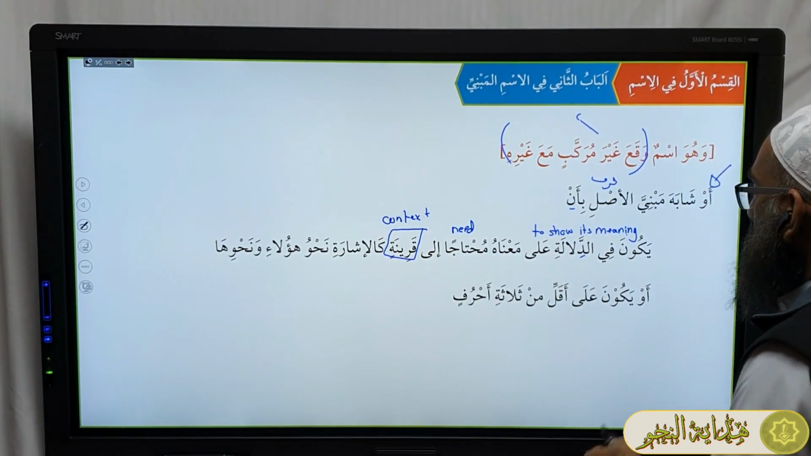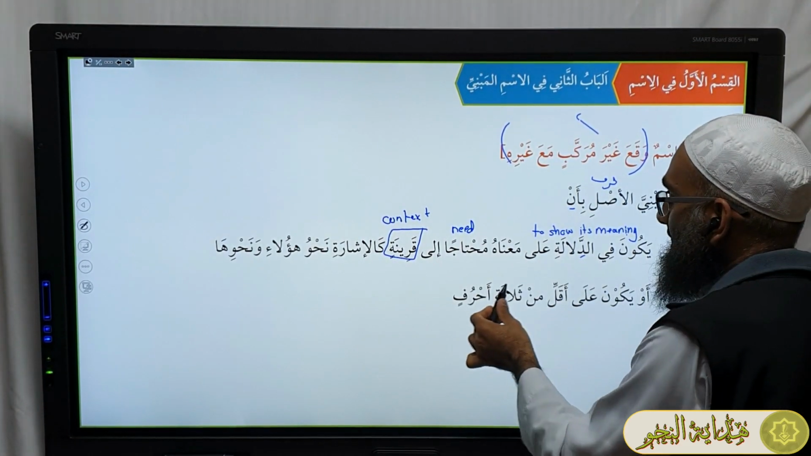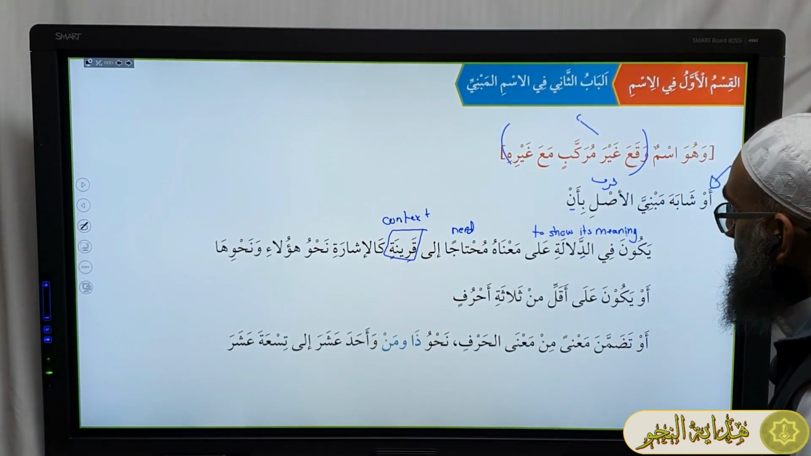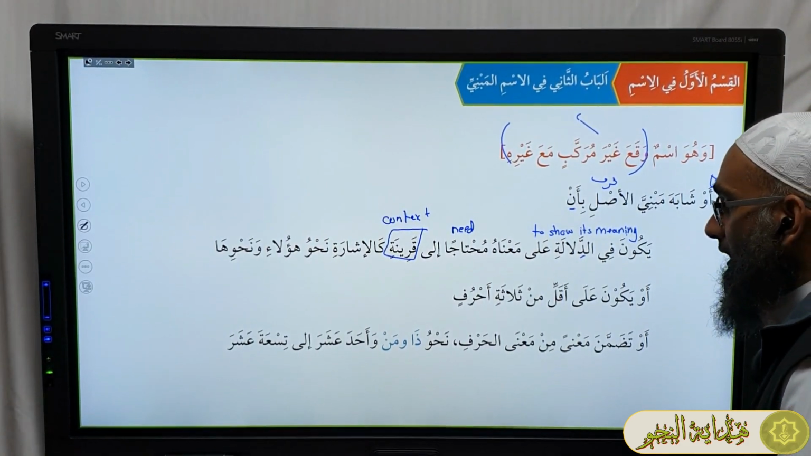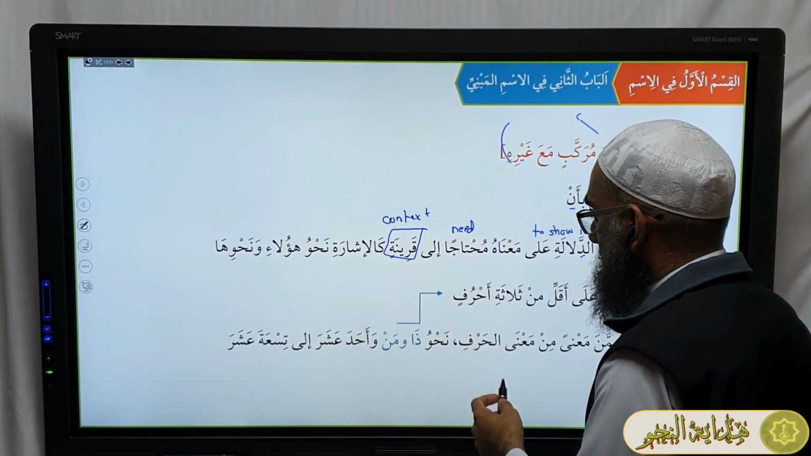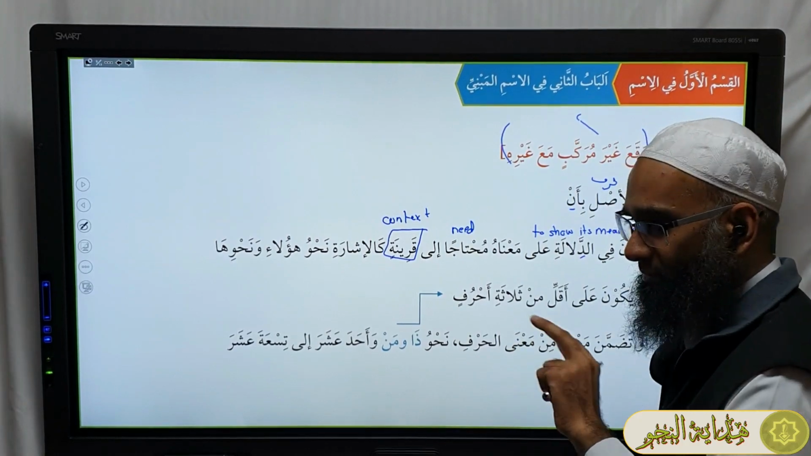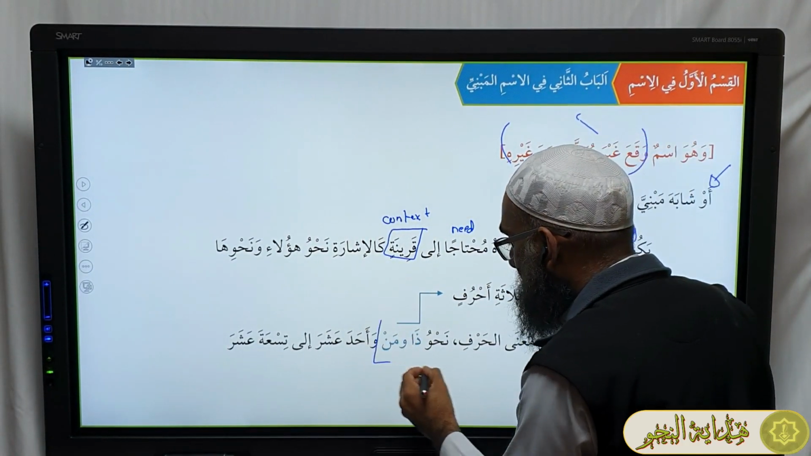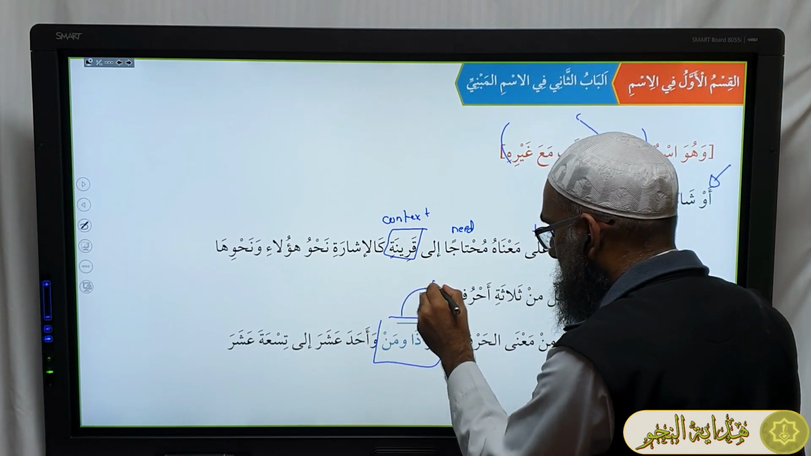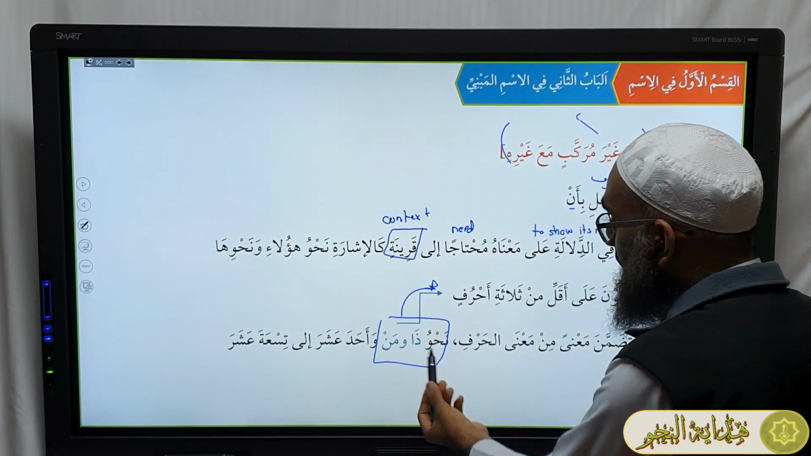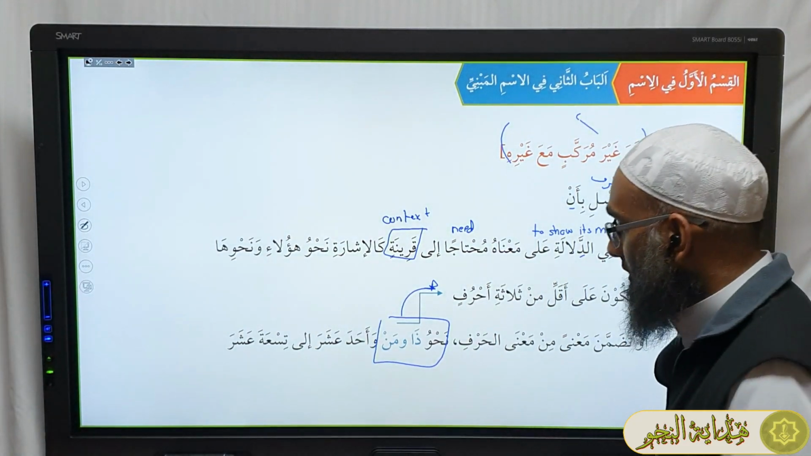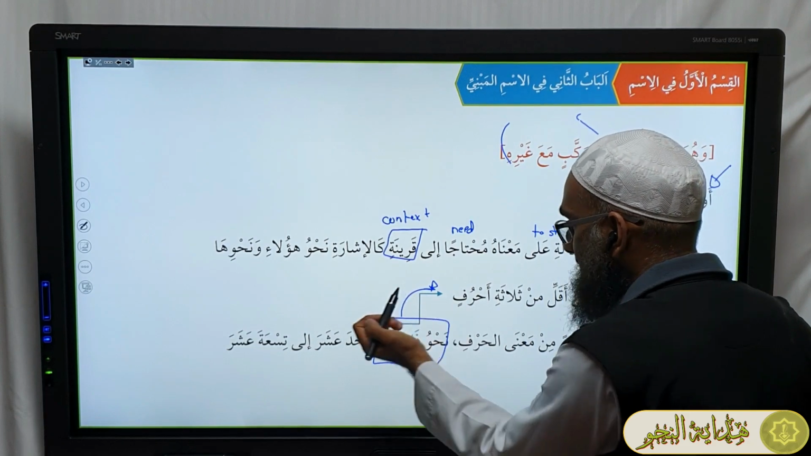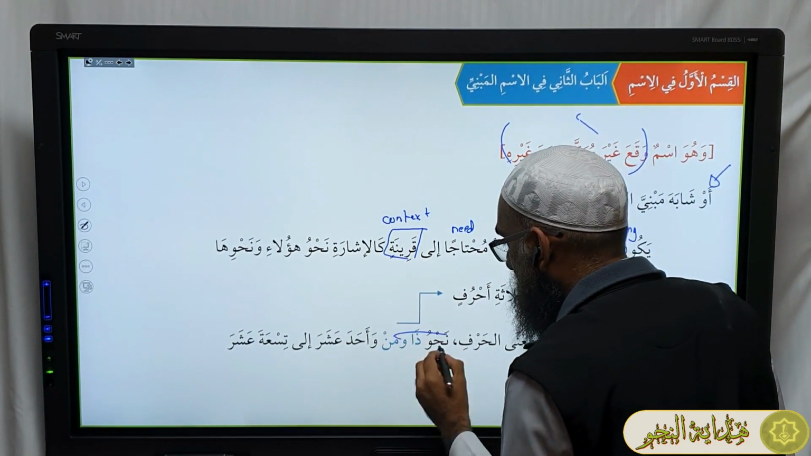The second aspect, أو يكون على أقل من ثلاثة أحرف, or it has less than 3 letters. أو تضمن معنى من معنى الحرف نحو ذا ومن. Now, in our copies of Hidayatun Nahw, and even most of the copies, they have the نحو ذا ومن here. A few other copies, they put this نحو part here. So this ذا ومن is actually an example of less than 3 letters. So this should actually go here. But the nuskha has it here. Some nuskhas have it here.